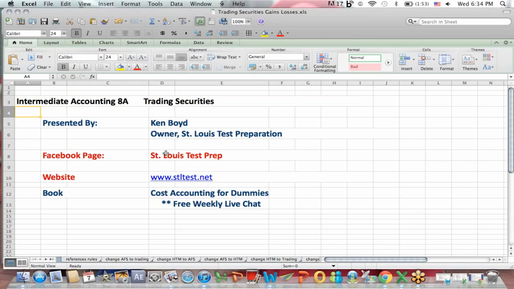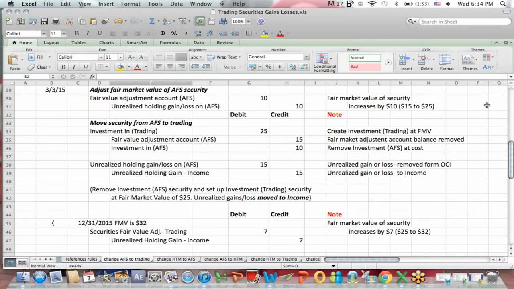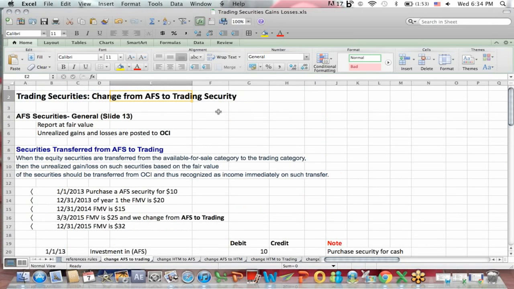I am going to change this to intermediate accounting. It's more of an intermediate issue. What we're talking about is when you have an investment in securities and you are changing the type of investment between available for sale, held to maturity, and trading securities. So I have a tab for each type of transaction. The first one is AFS, which stands for available for sale, changing from an AFS security to a trading security.